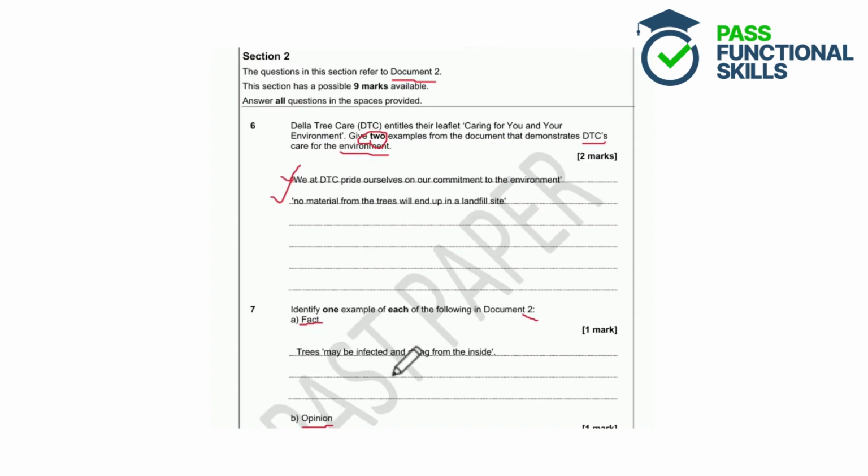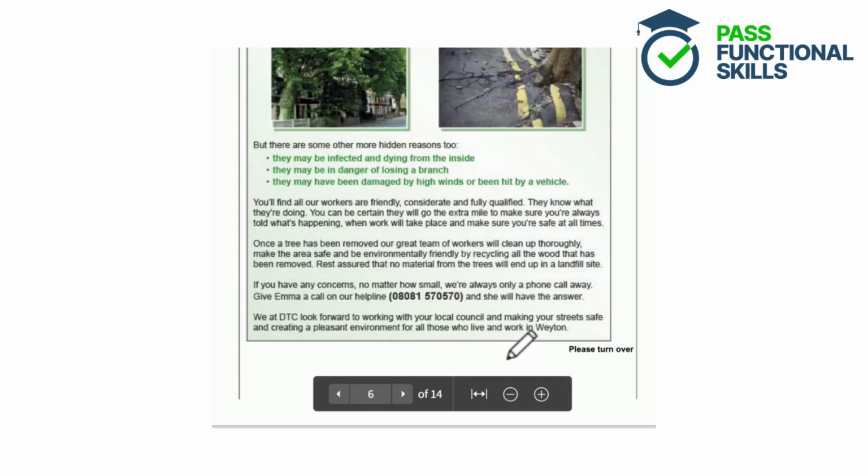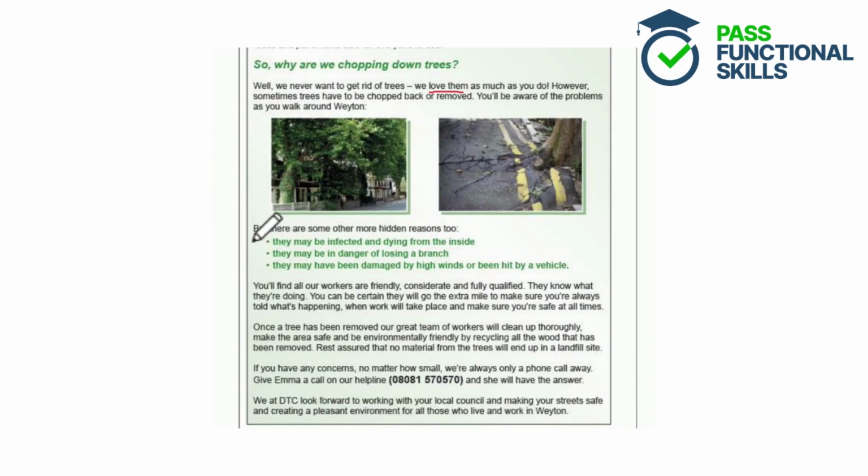So here the student has said trees may be infected and dying from the inside as a fact, so we can see that here in the source. So these are some of the more hidden reasons as to why trees need to be chopped down. You could also have either of these 2 as facts, and you could also have our workers are fully qualified. We couldn't have our workers are friendly and considerate as a fact, because that can be a bit subjective, so someone might not think that they are friendly but someone else might. But we can verify that they're fully qualified, so you could have that as another fact.